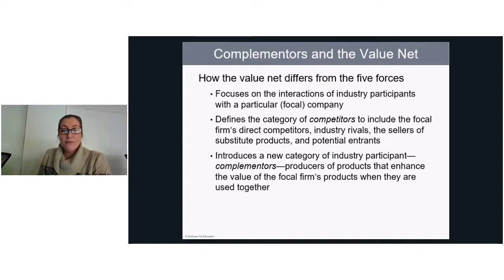All right, so how the value net differs from the 5 forces. The value net focuses on the interactions of industry participants with a particular organisation as the focus. It defines the category of competitors to include who are the direct competitors. So we started talking about this last week: how is it that Google is competing with Microsoft? How did that come to be? Because Google is primarily a search engine and Microsoft is primarily a software provider.